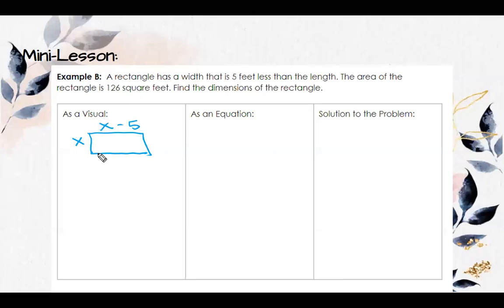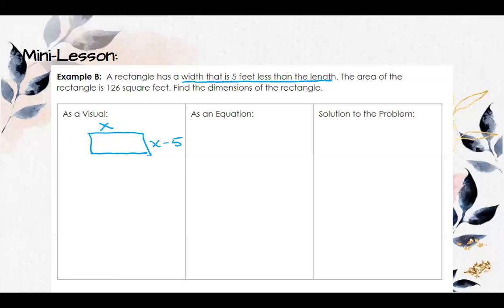The length would be shorter than the width. Minus the 5. This says it has a width that's 5 feet less than the length. So that minus 5 should go where? On the width side. And then this up top is the length, and that should be the x. Good job.